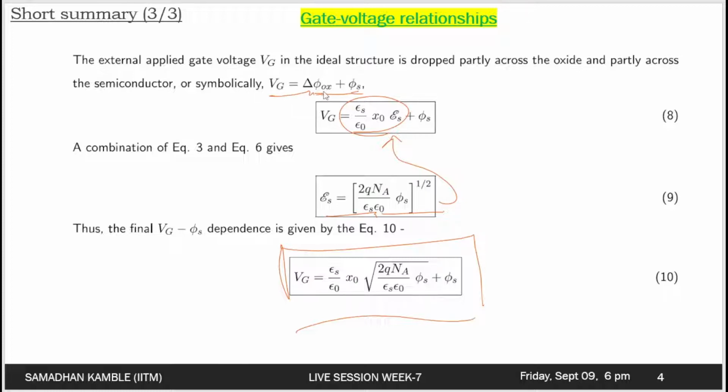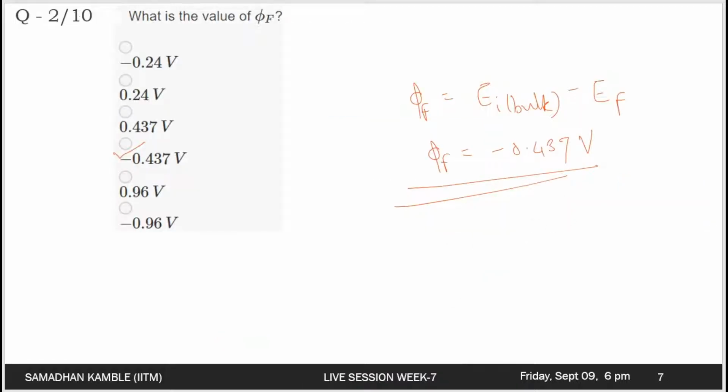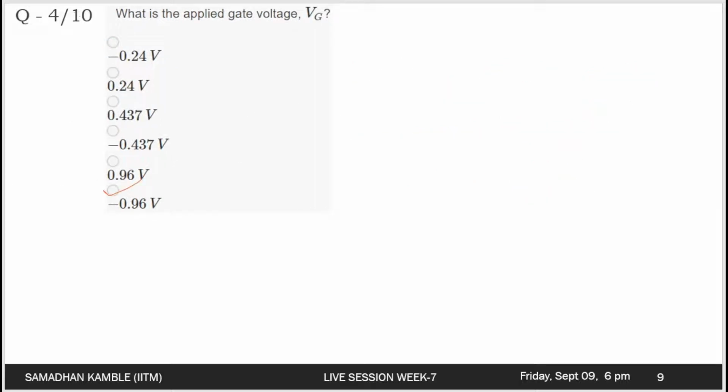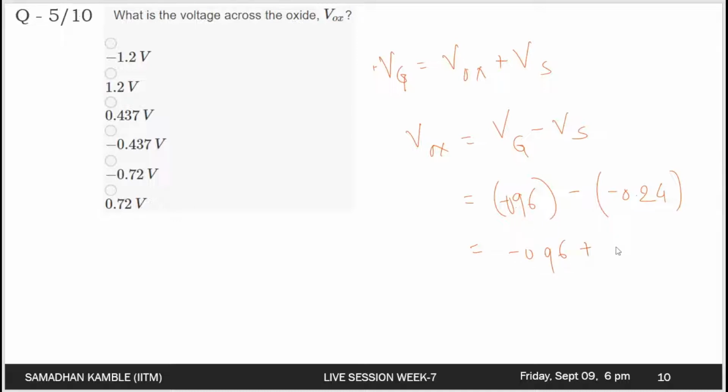So the total gate voltage can be given as the potential drop on the oxide side plus the potential drop on the silicon semiconductor. So if you just look at the diagram, in our example here, the phi s value that we have determined was minus 0.24. So if we substitute in this equation, Vg is Vox plus Vs. So Vox is Vg minus Vs, and Vg was minus 0.96, minus Vs, which was minus 0.24 that we determined. So minus 0.96 plus 0.24 will give us the oxide voltage drop as minus 0.72 volt.